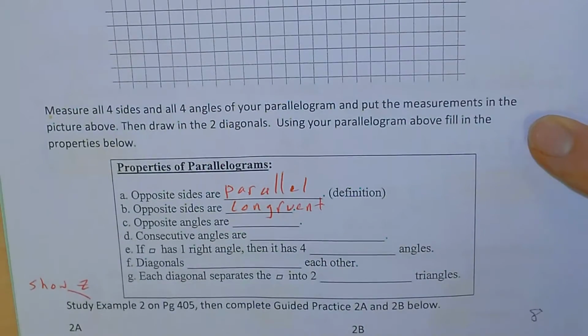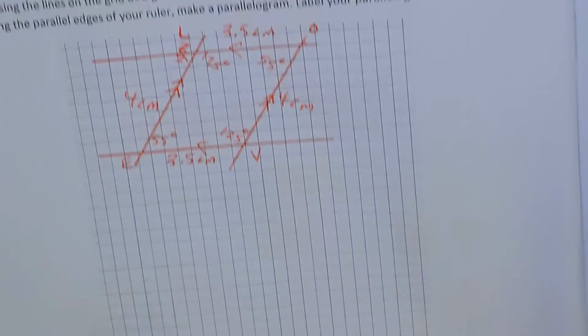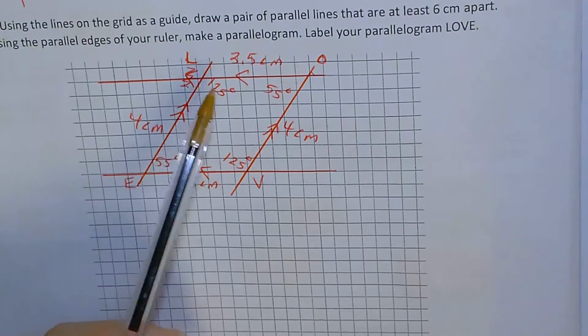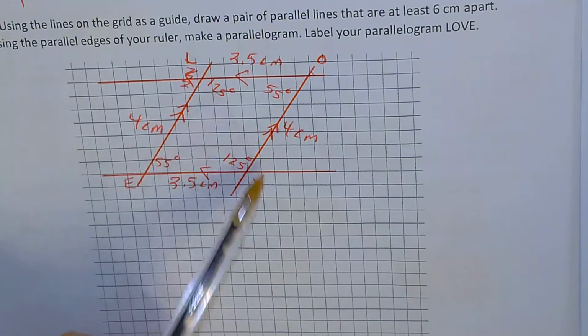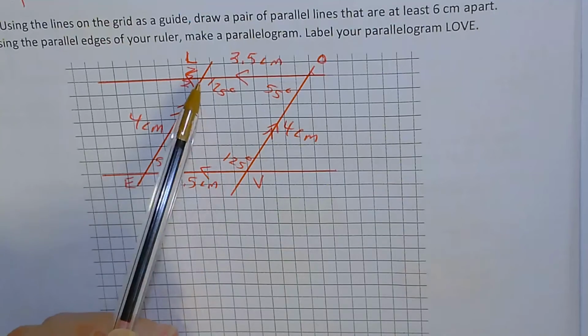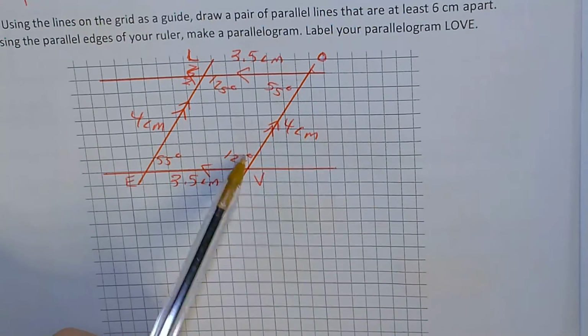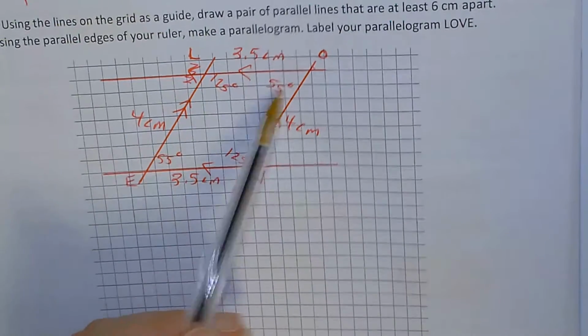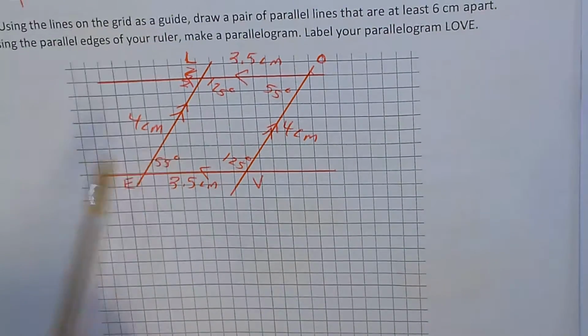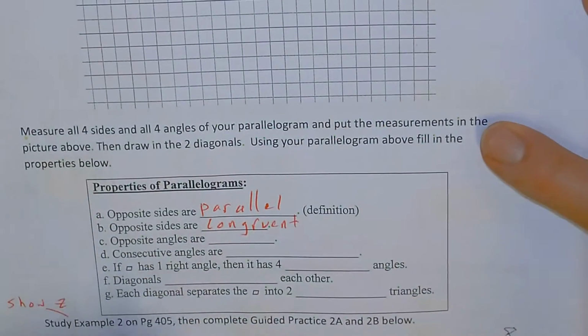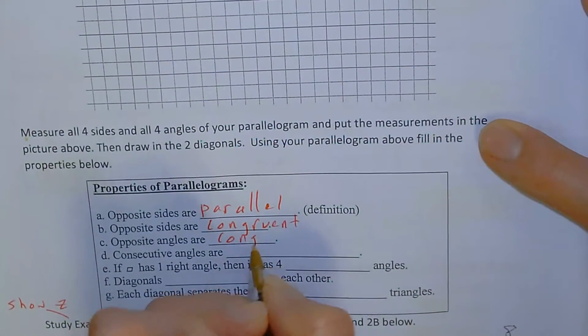Now we're going to go back up to the picture and we're going to look at the angles. So I want you guys to look at the opposite angles. Opposite angles are the angles that are diagonal from each other or opposite from each other. So I have a 125 and a 125. Those are the same. I have a 55 and a 55. Those are the same. So down here I can say that opposite angles are congruent.